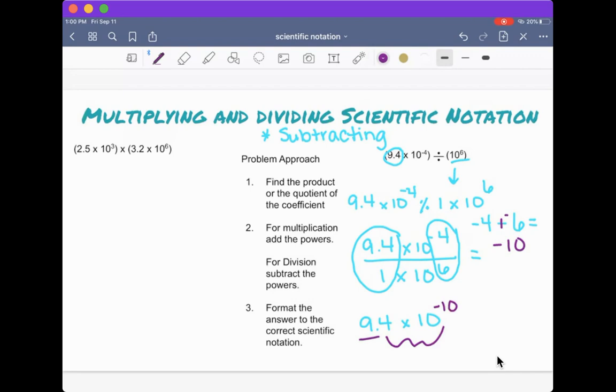On the next couple slides, you're going to practice doing this. Make sure you write out all the steps like you did when you were practicing addition and subtraction.